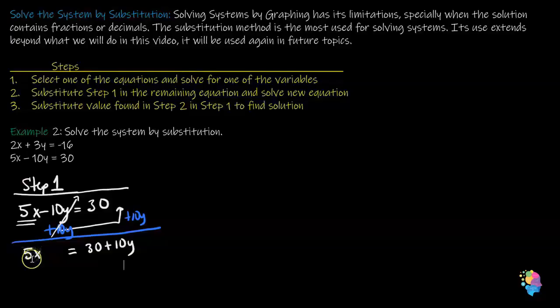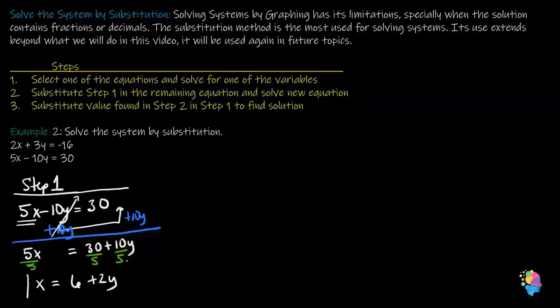I need to solve for x completely, so I'm going to have to divide every single term by that 5 that is being multiplied times x. So this gets divided by 5, divided by 5, divided by 5. So from left to right, 5 divided by 5 is going to be 1x, or just x. And then I have 30 divided by 5, so that is going to be 6. And then I have 10 divided by 5, so that's going to be 2.